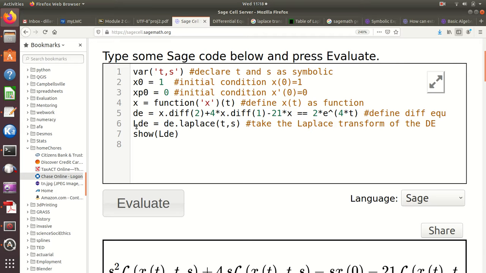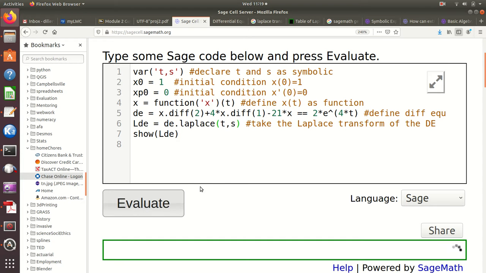Now here I do the Laplace transform of the whole differential equation, so I just called that LDE, and so there's DE, and to take the Laplace transform I do dot Laplace, and then the variable of x first, and then the variable I want to use for the Laplace transform, s. You could use any variables. Well, here you need t, but if you'd use something else, that would be fine. Just change it here. If you didn't like s, use something else.